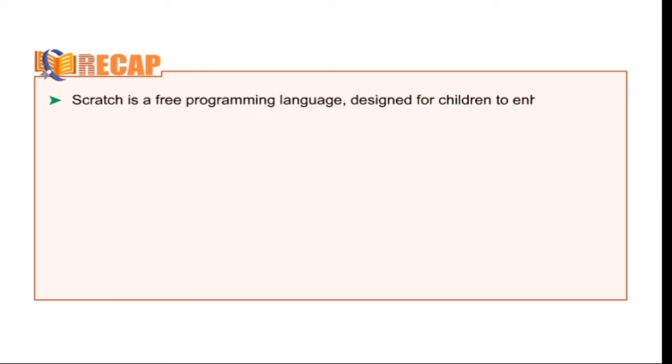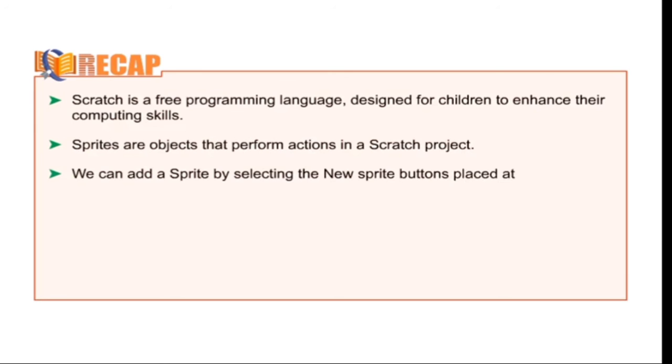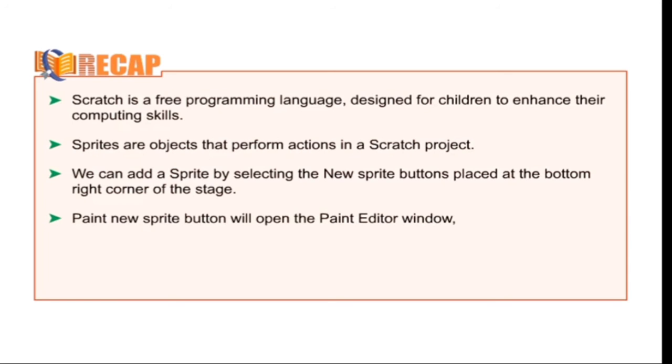Okay students, let us take a recap of this chapter. Scratch is a free programming language designed for children to enhance their computing skills. Sprites are objects that perform actions in the Scratch project. We can add a sprite by selecting the New Sprite button placed at the bottom right corner of the stage. Paint New Sprite button will open the Paint Editor window where we can create or draw a new sprite.